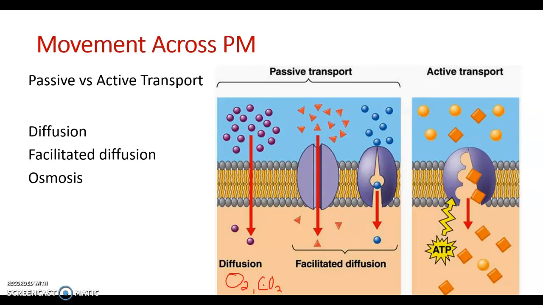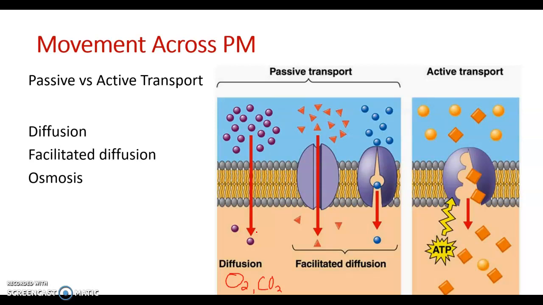So luckily for us, simple diffusion is a form of passive transport, which means that it does not require any energy. So when oxygen or carbon dioxide moves from high concentration to low concentration, we're not using any energy to do that. That's based solely on that concentration gradient. That's simple diffusion.